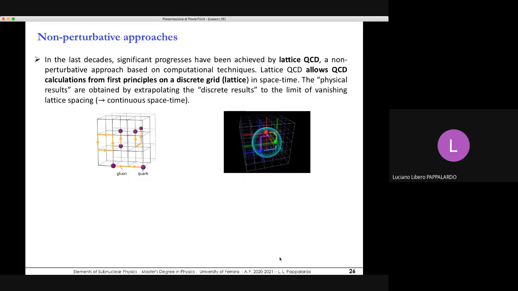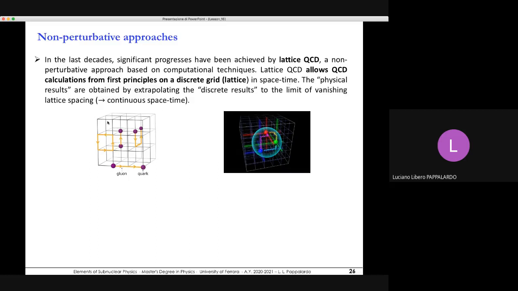Now, there is a relatively new approach that has been developed in the last decades, which allows us to make QCD calculations from first principles in the non-perturbative region of QCD. This is the technique of Lattice QCD, a non-perturbative approach based on computational techniques. Lattice QCD allows QCD calculation from first principles, but on a discrete grid or lattice in space-time.